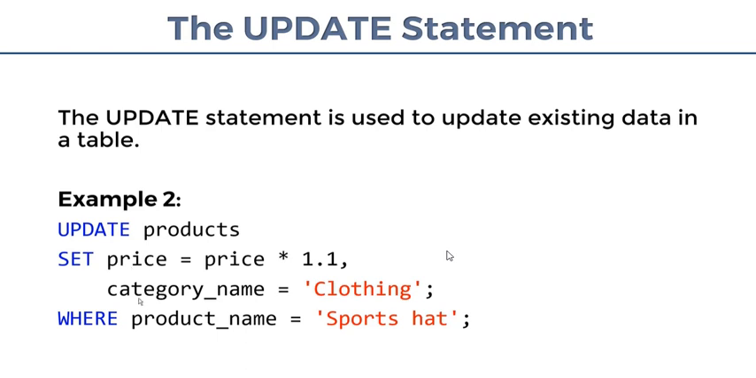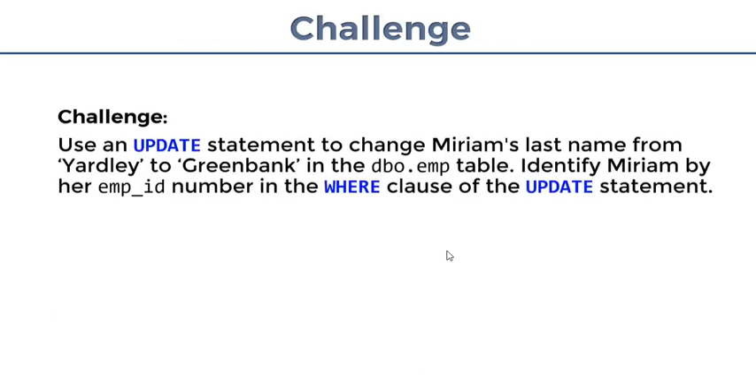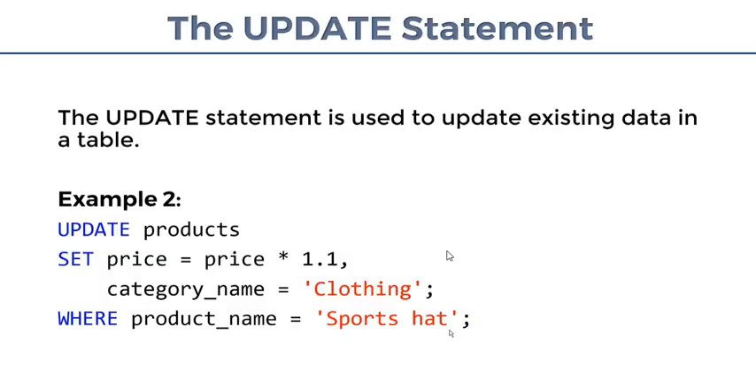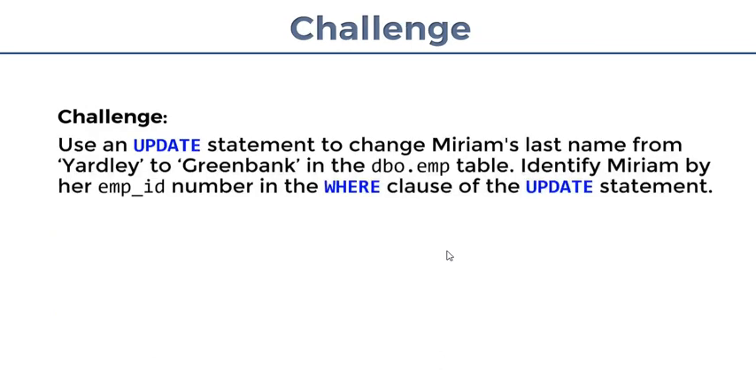Like so, update products, you can also operate like this: set price is equal to price times 1.1, and category name is equal to clothing, where the product name is sports hat. The price will be updated like that, and the category will be clothing. So that is how to use an update statement.